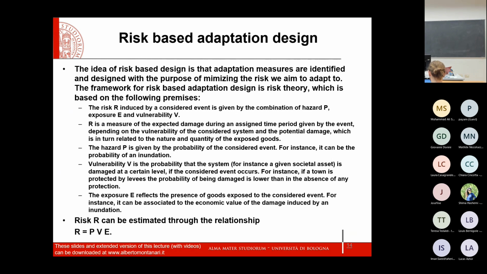So I am introducing some links between probability, vulnerability, and exposure. And now this is the purpose of this lecture, to discuss this relationship. This is the main focus, okay? And this is the news.